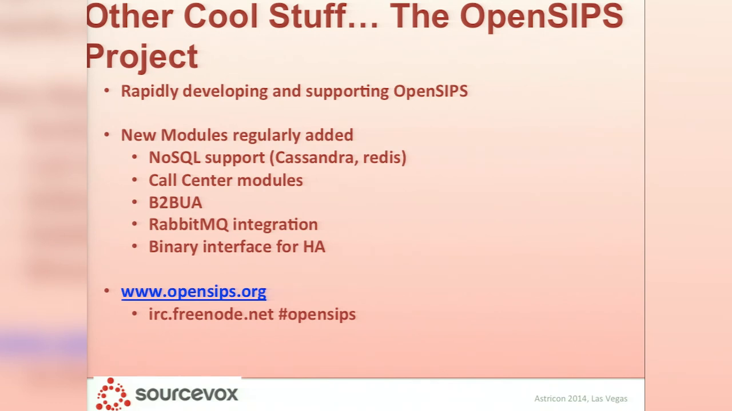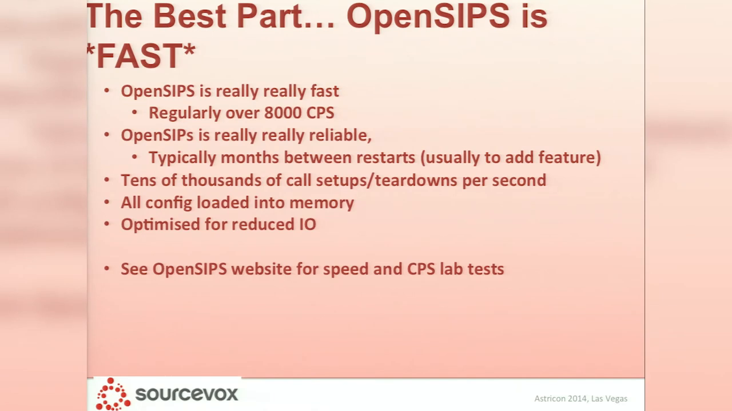They're driving the project forward really nicely and keeping pace with all the things going on elsewhere as well. So it's really useful when you're trying to develop things to suddenly be able to send RabbitMQ messages. Your web stuff can now talk to OpenSIPS, which is really nice. And the best part really is OpenSIPS is really fast.